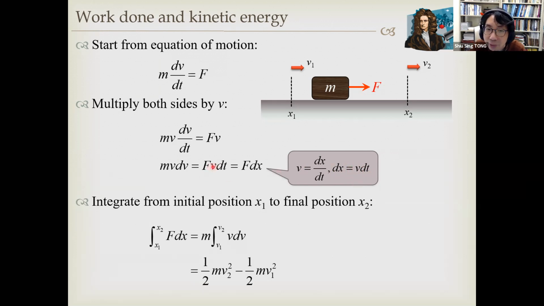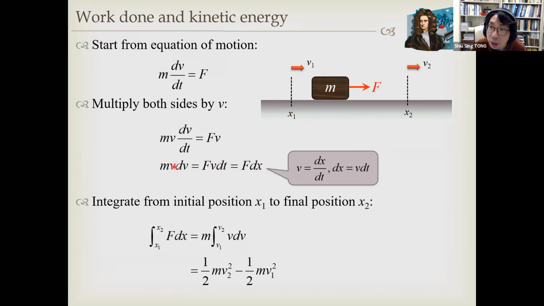So instead of writing v dt, now I write dx, the small distance moved by the object in that small time interval. Okay. Now we can integrate both sides, right? On this side, I integrate F from the initial position x1 to the final position x2. And the corresponding change in the velocity is from v1 to v2.